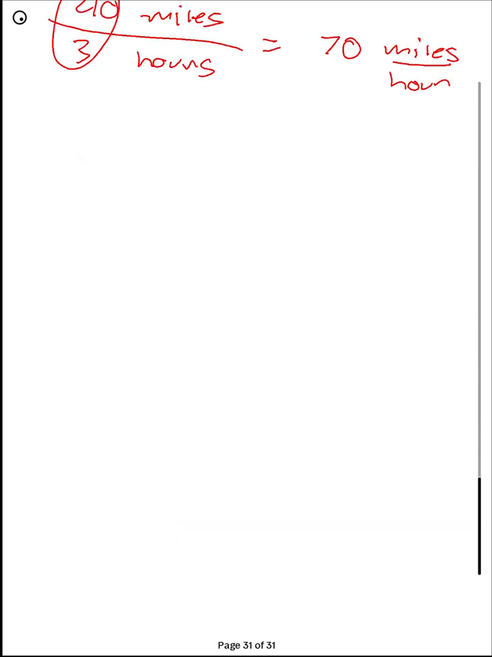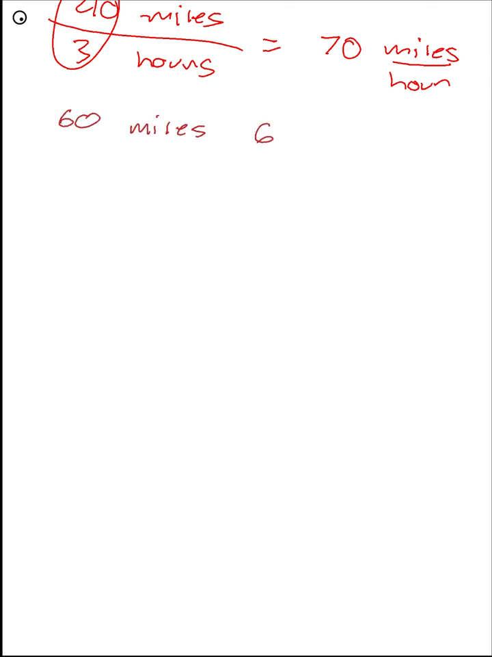Let's say we want to figure out something about driving a car. Who drives faster? Let's say one person drives 60 miles in 6 hours, and the other person decides to travel 75 miles in 15 hours. Who do you think drove faster? Well, what you can do is you can compute the ratio for both of them. So person 1 and person 2.